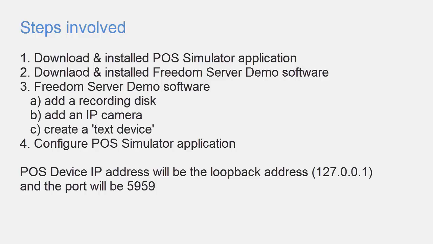The steps involved are basically download the POS simulator application and extract them to the documents folder. It's a good place for it. Then also download and install the Freedom Server demo software. Once the Freedom Server software is installed, you add a recording disk to the Freedom software, then an IP camera, and then within the Freedom software you also create a text device and associate that camera to the text POS machine, which will in this case be the simulator on the same computer.